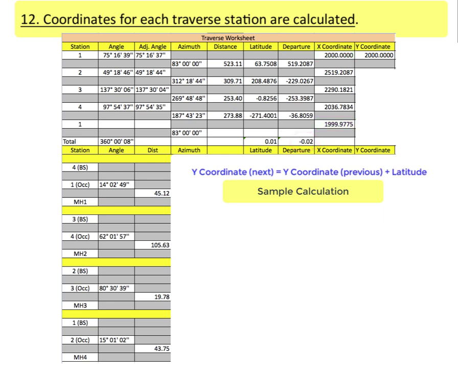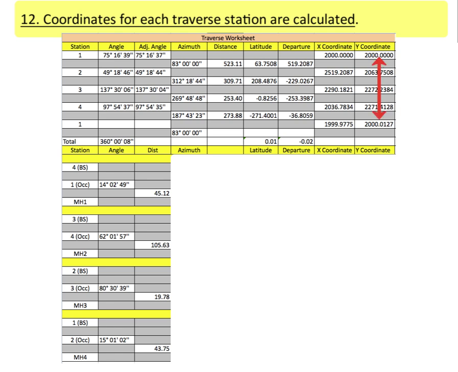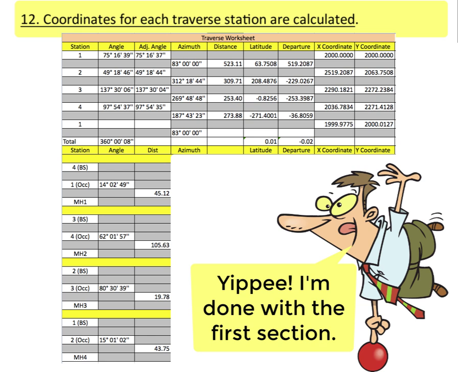There will be a difference between the starting and ending x-coordinates since there was a small error in the sum of the departures. The latitude between the stations is added to the y-coordinate to calculate the new y-coordinate. The next latitude is added to the previously calculated y-coordinate to get the next y-coordinate. This procedure is repeated until the first y-coordinate is calculated at the end. There will be a difference between the starting and ending y-coordinates since there was a small error in the sum of the latitudes. This completes the traverse calculations.